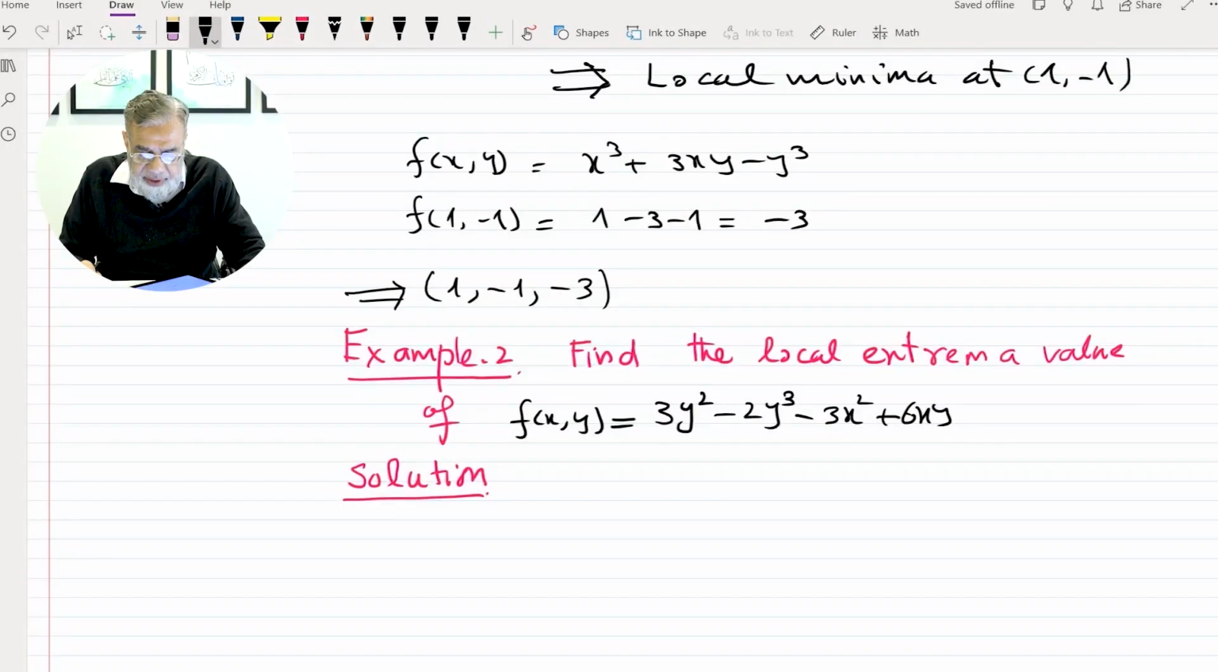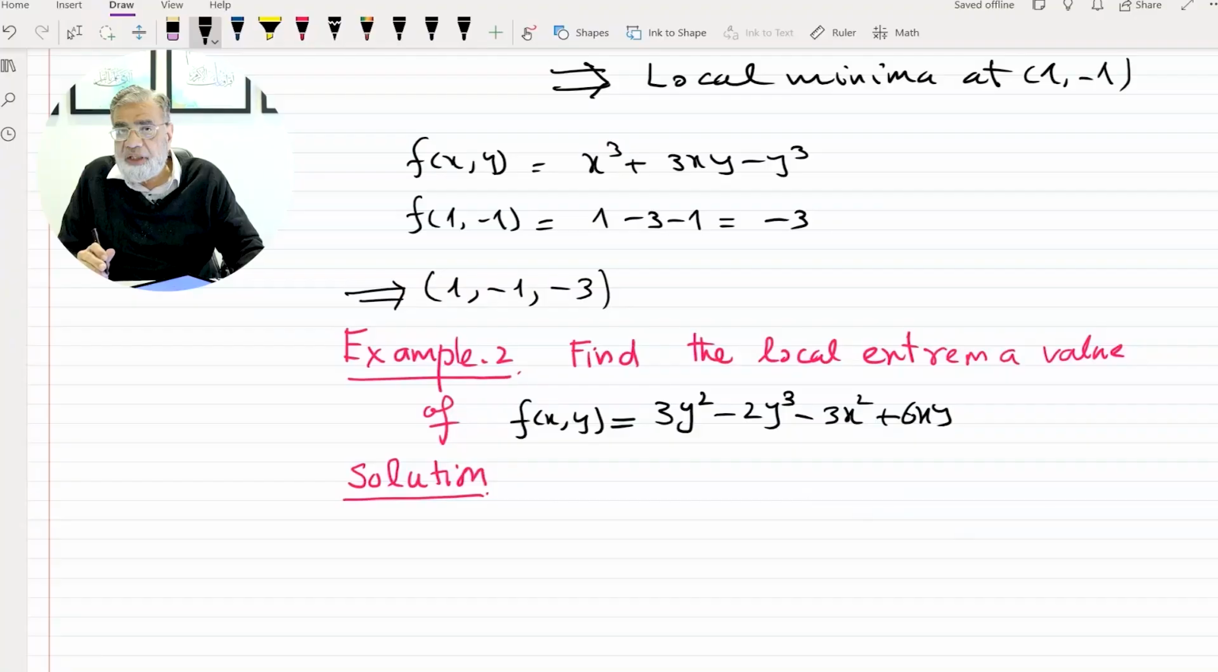We take another example and we want to find the local extrema of the function f(x,y) = 3y² − 2y³ − 3x² + xy. This function is also a polynomial function in x and a polynomial function in y, so its derivative exists and it is differentiable in all of the plane xy. So its domain is the plane xy.